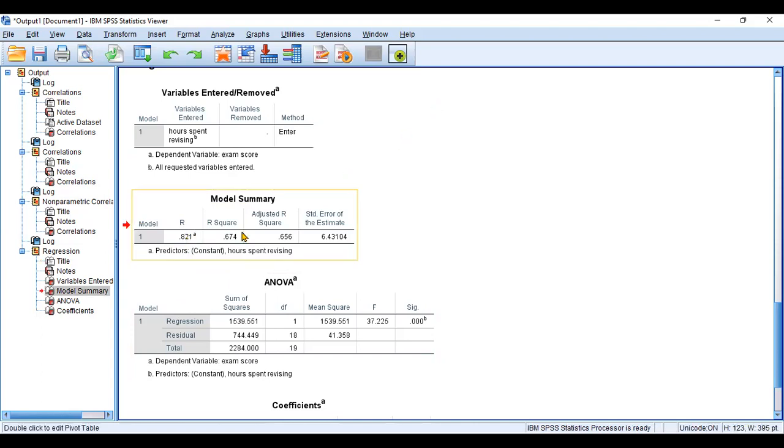So when we deal with simple regression, our correlation coefficient and the value of R or R squared in our model summary will be the same. But if you're dealing with multiple regression, that is different. So we have R squared, which is also known as the coefficient of multiple determination. Now, what is the use of the coefficient of multiple determination? It helps us to examine the overall effect of our independent variables on the dependent variable.